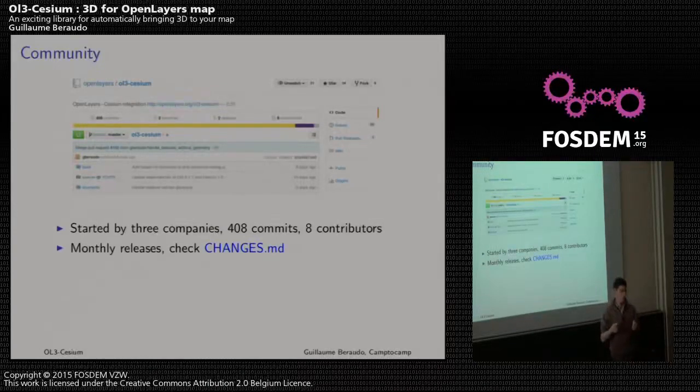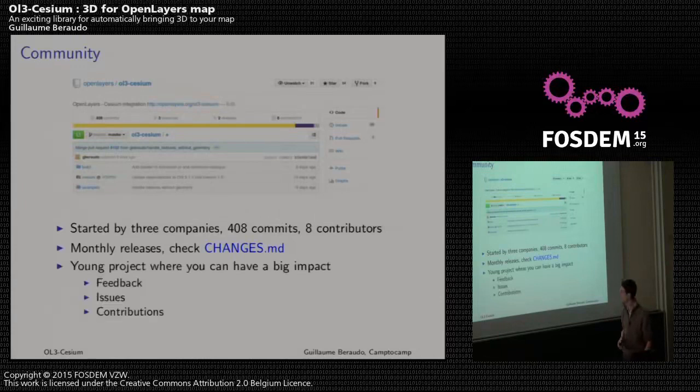So the goal is to integrate the changes from OL3 and Cesium, because both libraries are also taking a monthly release pace. So we want every month to be synchronized with them. And so you want to check the CHANGES.md file in the root of the project, where you will find every breaking and non-breaking change that we have to do.